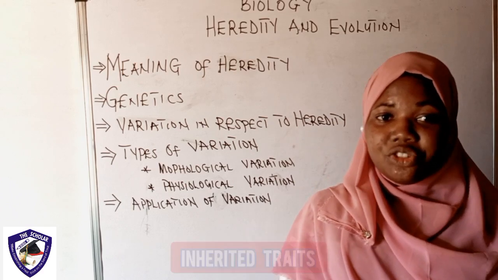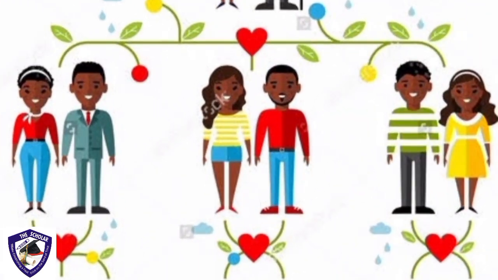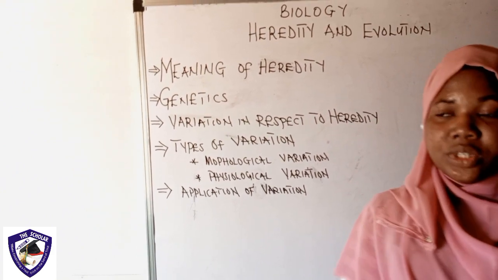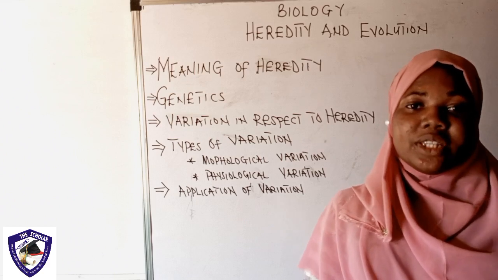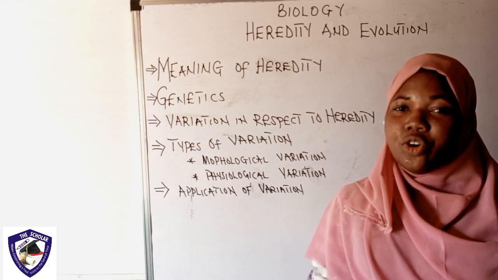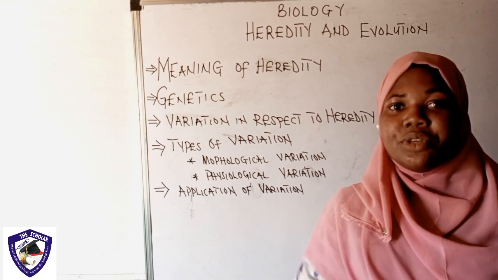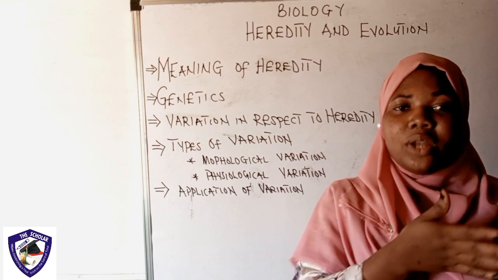In traits, there are two types of traits: the inherited traits and the acquired traits. Inherited traits are passed from parents to offspring, while acquired traits are those features that are developed. An example of inherited traits can be the color of the hair or the color of the skin, while an example of acquired traits can be muscle. The muscle was developed; it was not passed from a particular parent to the offspring.